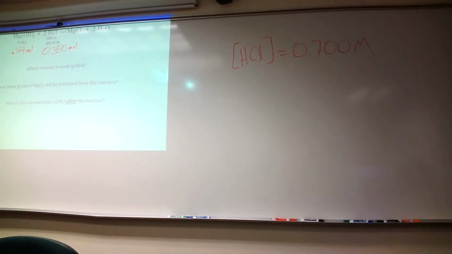So now that we have everything in moles, if we want to know what's going to run out first, there's a couple ways we can do it. But since the next question is asking how many grams of magnesium chloride we could make, we might as well just see, if I use all of this, how much magnesium chloride could I make? If I use all of the HCl, how much magnesium chloride could I make? And then how do we know which is the right answer?